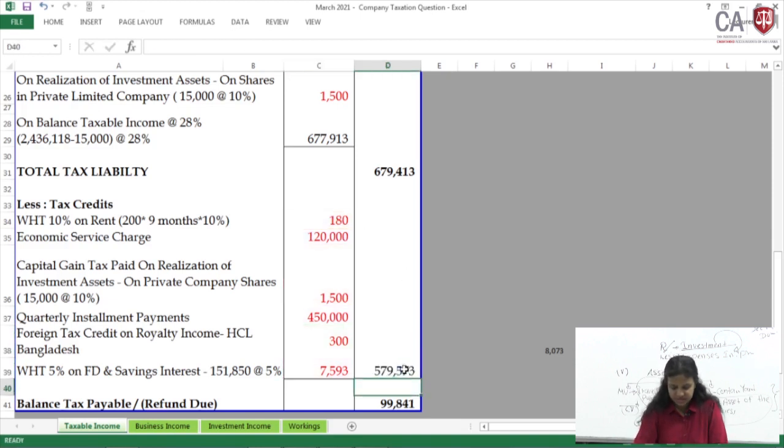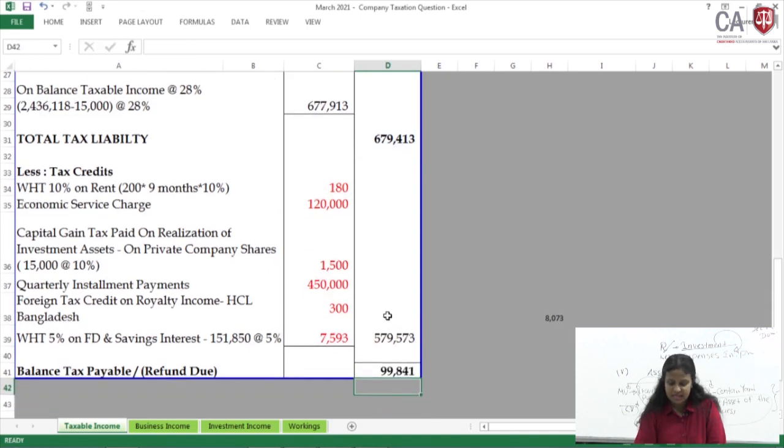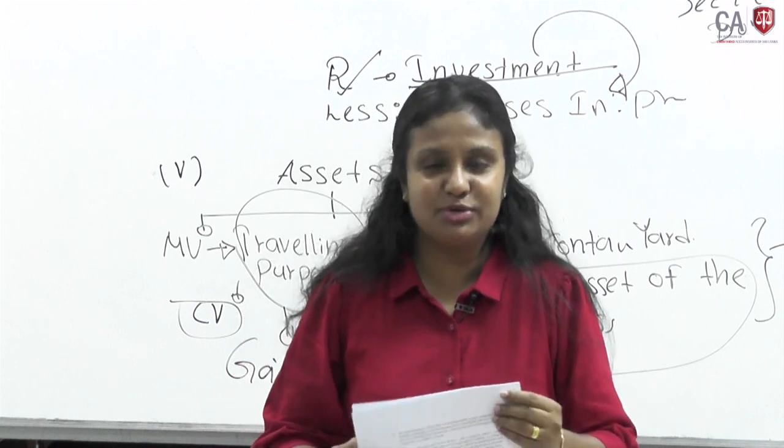Now all the tax credits, 579,573, there is a huge balance tax payable which is 99,841. This is the end of your 30 marks question. Is this difficult? Is this question difficult? No. In my view, only 2 adjustments you had to think about a little bit, the exempt amount and the expenses incurred on the exempt amount. But other than that, even that one also you can do completely.